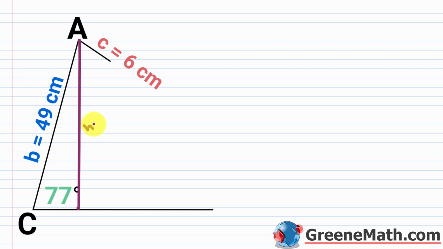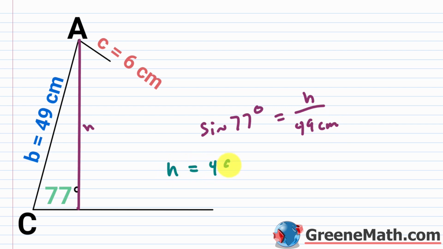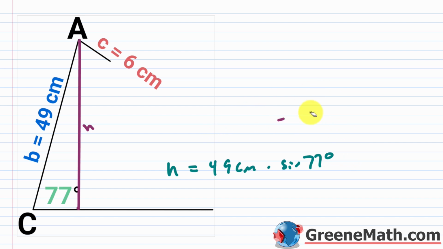And so let's say this is h. So we can say that the sine of 77 degrees is equal to the opposite, which is h, over your hypotenuse, which in this case is b, but we would say the length here is 49 centimeters. Okay, we'll multiply both sides by 49 centimeters. So you would say h is equal to 49 centimeters times the sine of 77 degrees. So let's punch that into the calculator and see what we get. If I round to the nearest tenth, I get about 47.7.